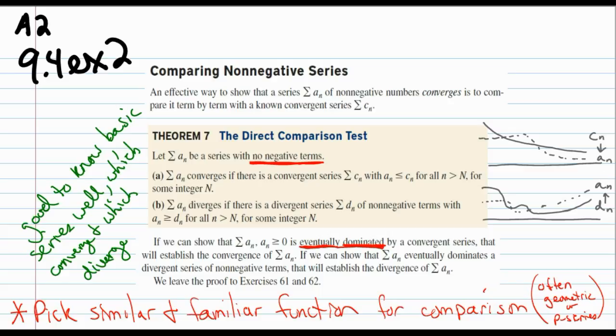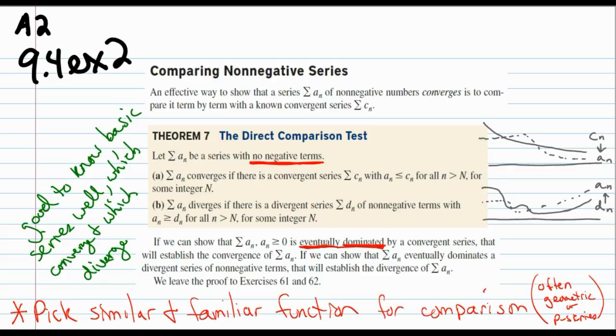Now we have a couple of good series to use in the direct comparison test, namely a geometric series or a p-series. Those are so good to compare to because geometric is pretty easy: you have your r to the n, and as long as your r value is smaller than 1, you have a convergent series. And for a p-series, 1 over n to the p, as long as p is greater than 1, you have a convergent series. So if our series is a good comparison to a geometric or p-series, that's easy.